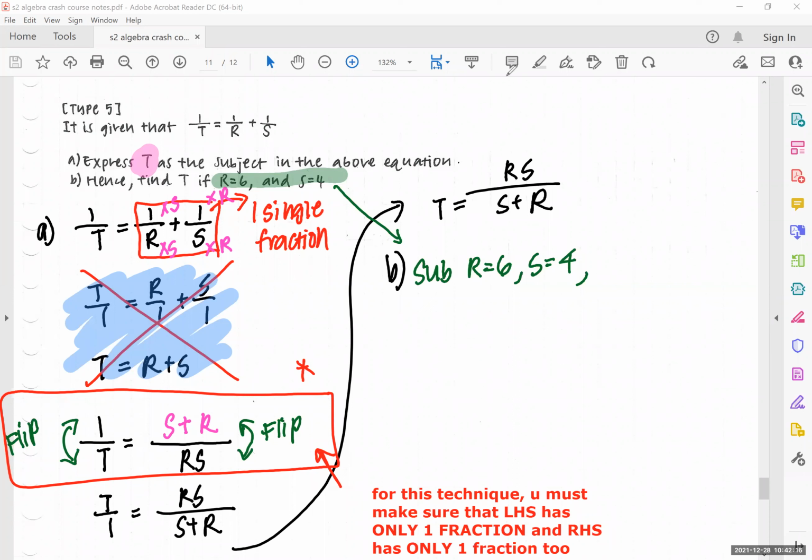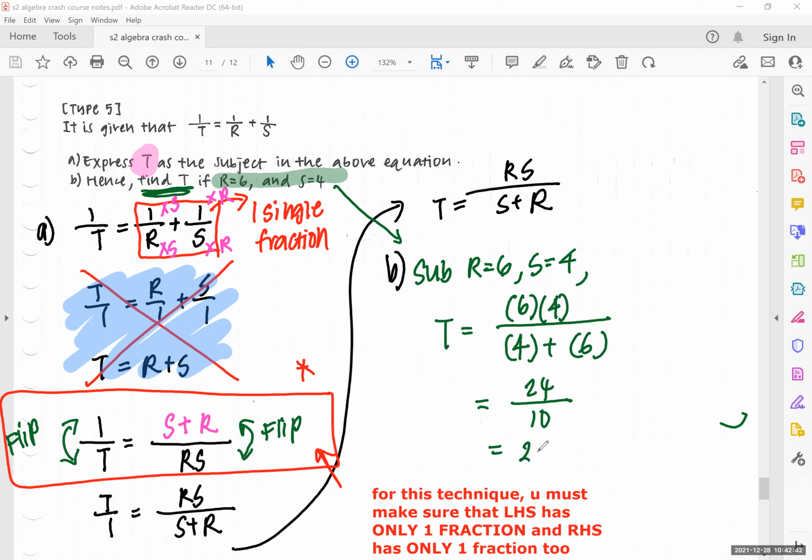All right. So now they want to find who? T. Is T the subject already? So T is equal to R bracket over bracket plus bracket. So S is 4, let's put it in. R is 6, put it in. So 6 times 4 is 24 over 10, which is 2.4, or you can write it as 2 whole 2 over 5. So 2 answers are acceptable. It depends on which one you put in, 2.4 or 2 whole 2 over 5.